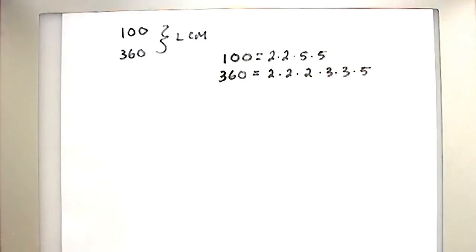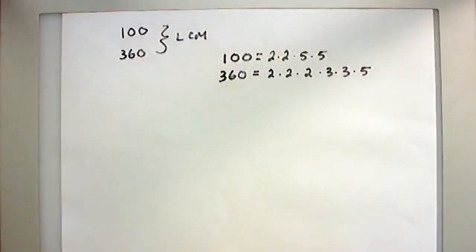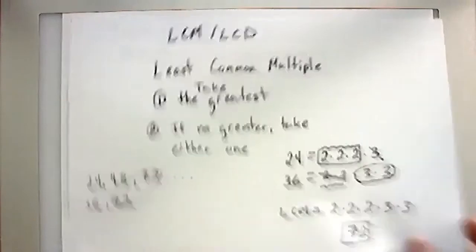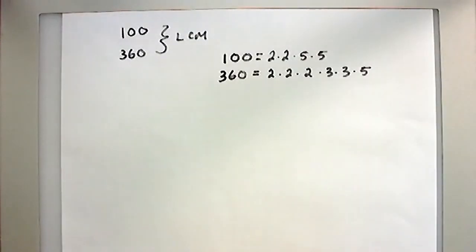So that was what happened when we broke down 100 and 360. 100 was 2, 2, 5, and 5. 360 was 2, 2, 2, 3, 3, and 5. And again, the way we got those numbers was using prime factorization or the tree method, okay? So remember with LCM, just to bring the rules back one more time, we want the greatest option, and if there is no greatest option, we'll take either one. So go through and compare your numbers.